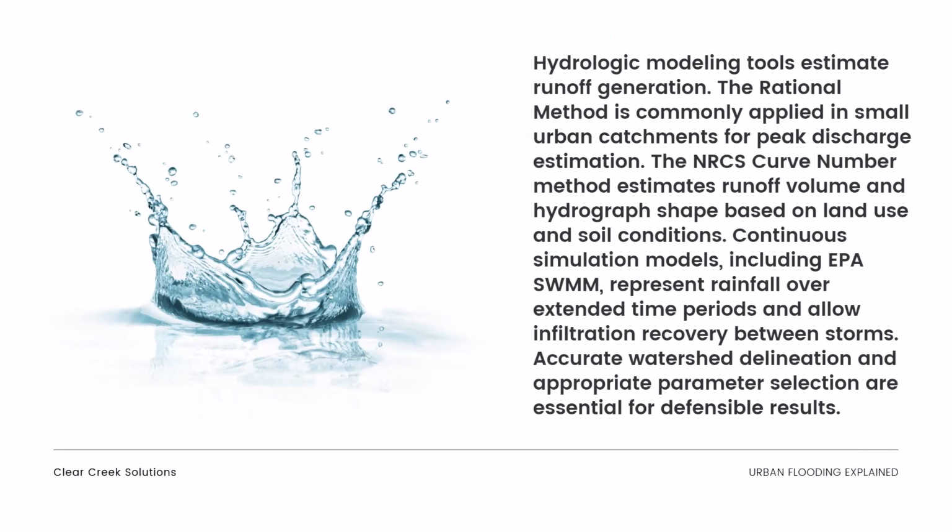Hydrologic modeling tools estimate runoff generation. The rational method is commonly applied in small urban catchments for peak discharge estimation. The NRCS curve number method estimates runoff volume and hydrograph shape based on land use and soil conditions. Continuous simulation models, including EPA-SWMM, represent rainfall over extended time periods and allow infiltration recovery between storms. Accurate watershed delineation and appropriate parameter selection are essential for defensible results.